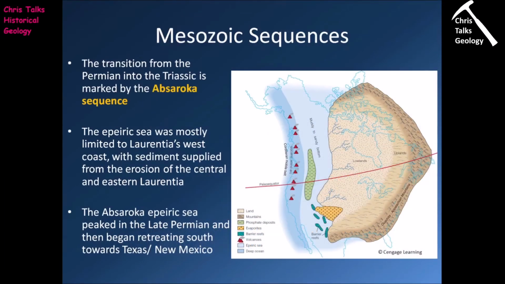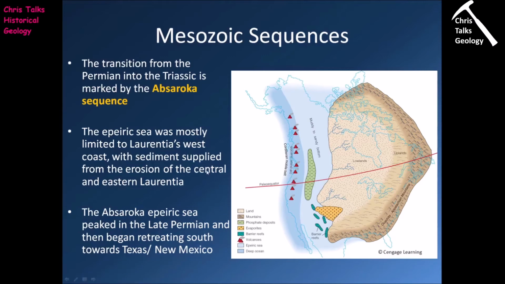So the transition between the Permian and the Triassic is marked by the presence of the Absaroka sequence. So by the time we make it into the Triassic, the Absaroka is in full retreat, and we've already seen this diagram before. The Absaroka is going to start moving westwards, and as it's retreating, it obviously leaves behind isolated bodies of seawater which evaporate away to produce some localized sequences of evaporites.